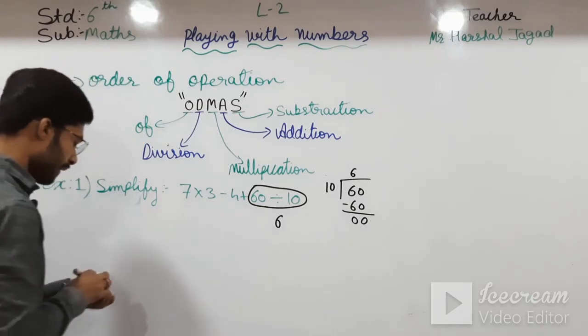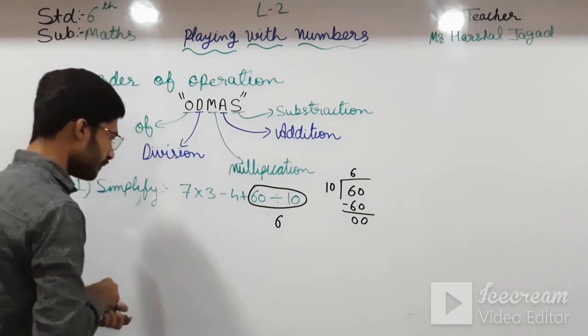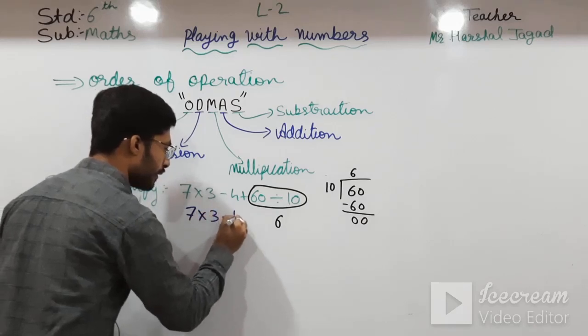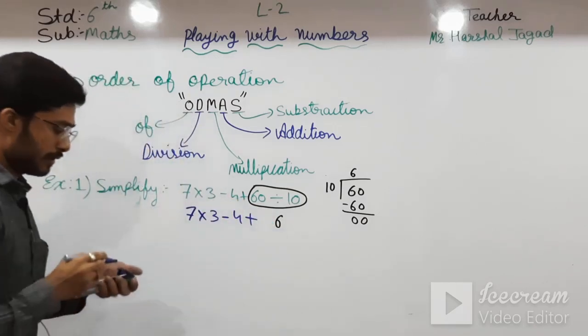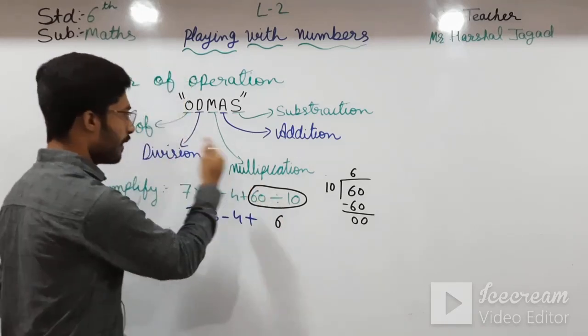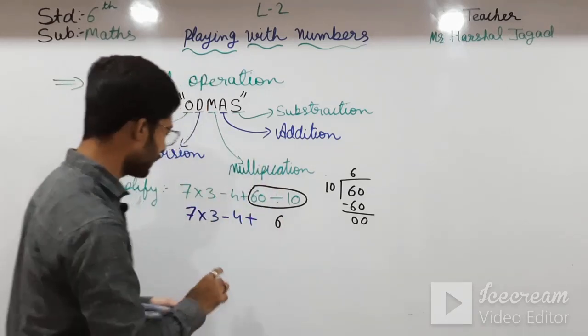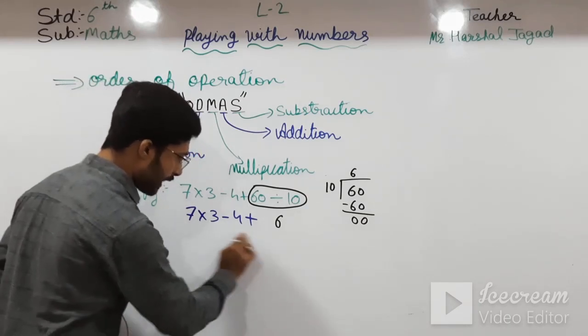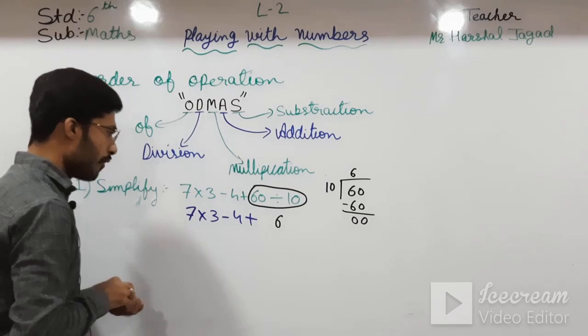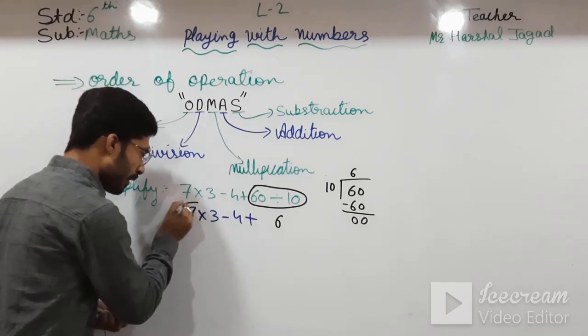Okay students, then again I am writing that 7 into 3 minus 4 plus 6. Okay students, now what have we done? We have done division. Then after that what do we have to do? Multiplication. Is there any multiplication sign over here? Yes, there is a multiplication sign. Where is it? It is over here.